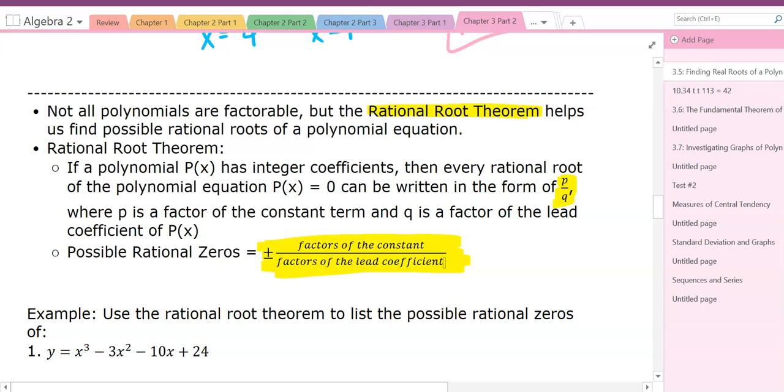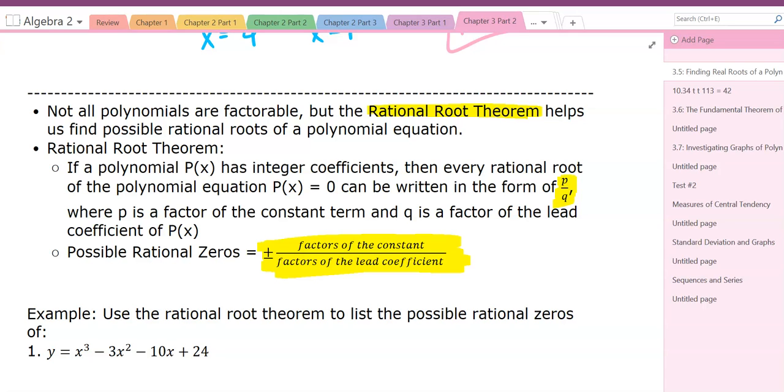P is going to stand for your constant, the plain number at the very end of your polynomial, the number that has no letter attached to it, like a 10 or an 8. The Q is going to be your leading coefficient, wherever the biggest exponent is for your variable. So if you've got x to the 5th and that's the biggest one, you want the number that sits in front of x to the 5th, whether it's a 1, a 2, a 3, or whatever they put in front of it. And that goes on the bottom.